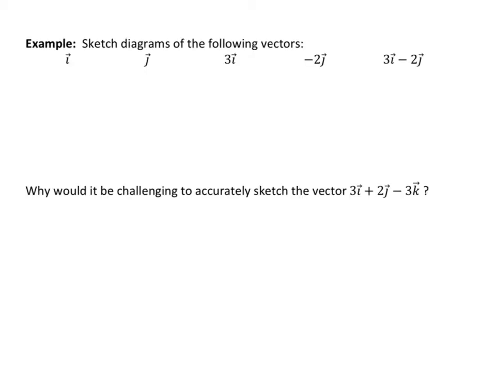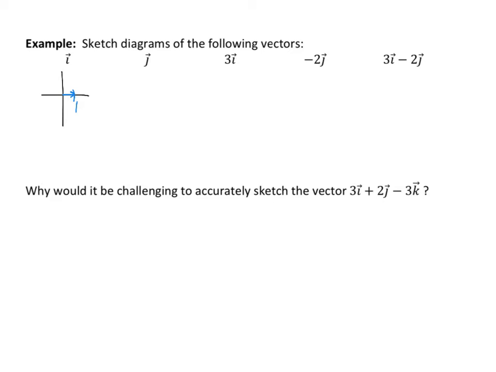In this next example, I hope to bridge the gap between the last lesson about vectors geometrically and this lesson, which is about looking at them algebraically. So I'm asking us to just sketch diagrams of these vectors. We mentioned that the i vector is a unit vector, 1 unit long in the x direction. So you could imagine that if you had a little graph here, the i vector would be something like that. It's 1 unit long.